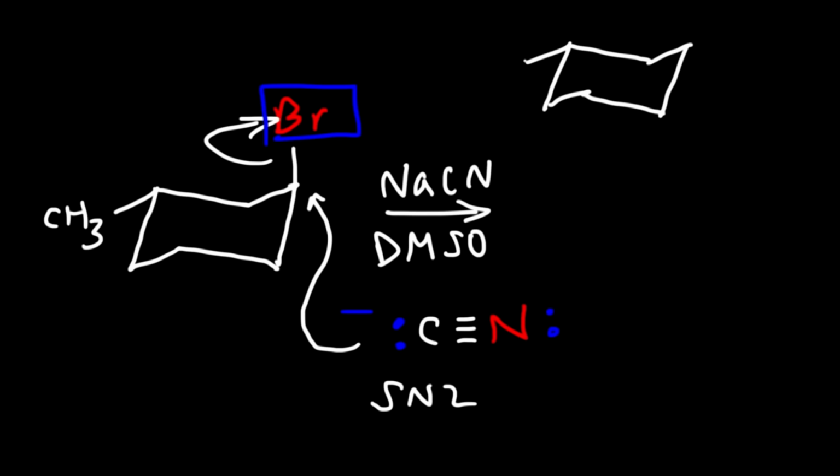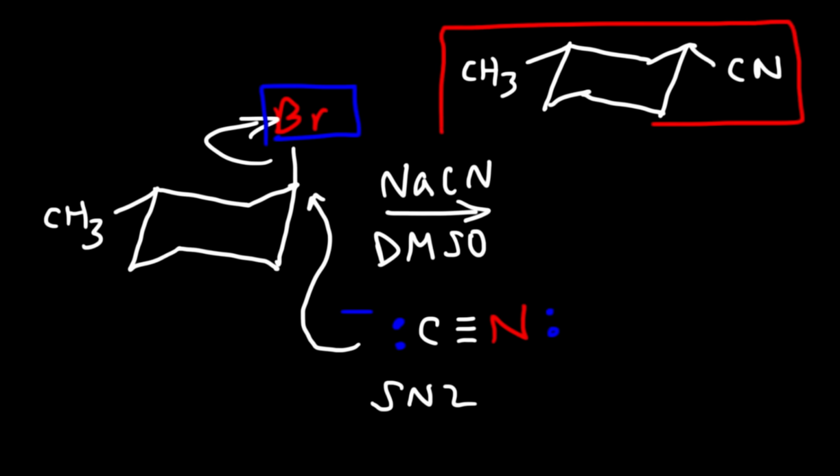So the methyl group is unaffected, and now cyanide is in the equatorial position. And so this is the SN2 product for this reaction. The SN2 reaction is a second order nucleophilic substitution reaction.